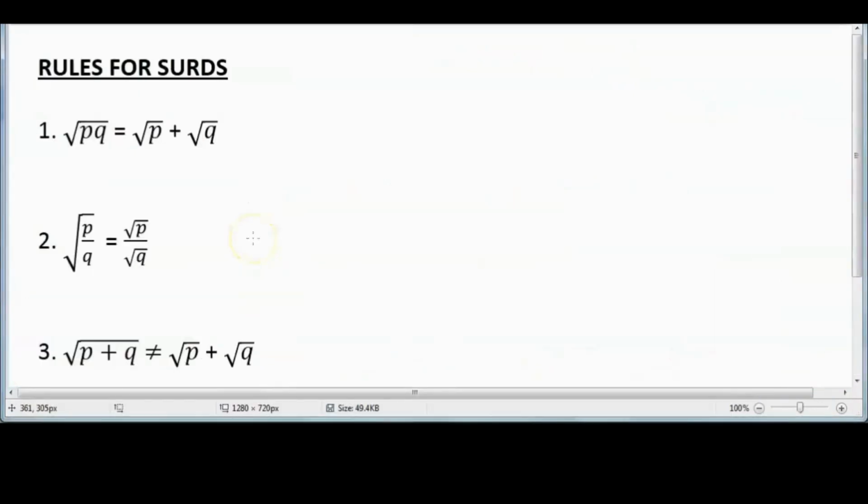Rules for surds. Some of the important rules of surds are listed below. The root of PQ is equal to root P times root Q. What this means is that if we have a very large number or two multiplying variables or constants in surd form, then we can break it into its component multiples, P and Q, as shown in this case.